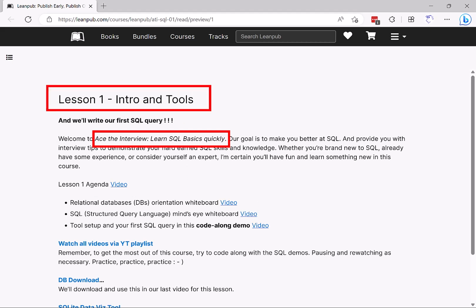This is lesson 1, which will go over an introduction and talk about the tools we'll be using through the course. I'd like to dive right in, so within this lesson, we will be writing our first SQL query.